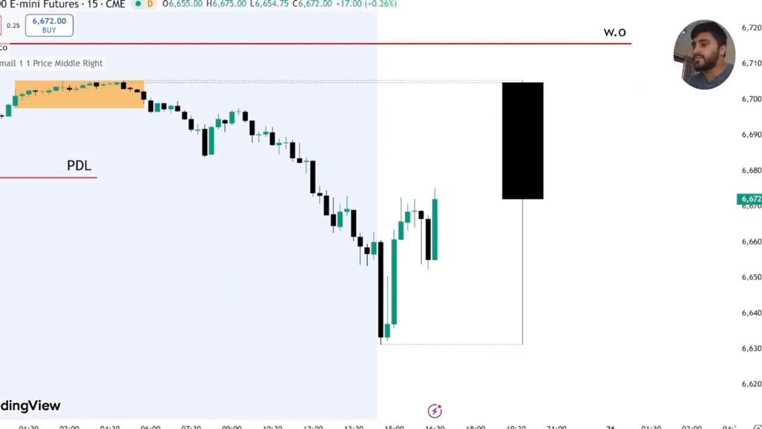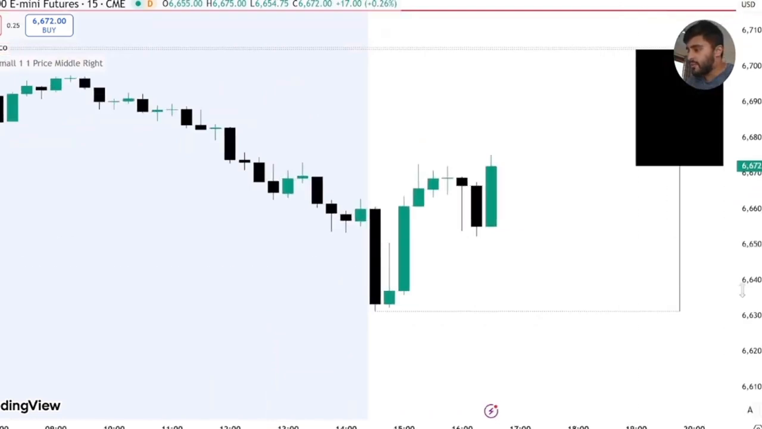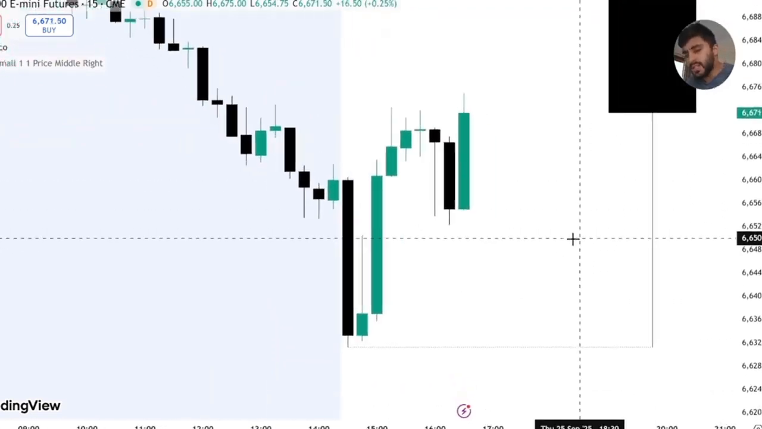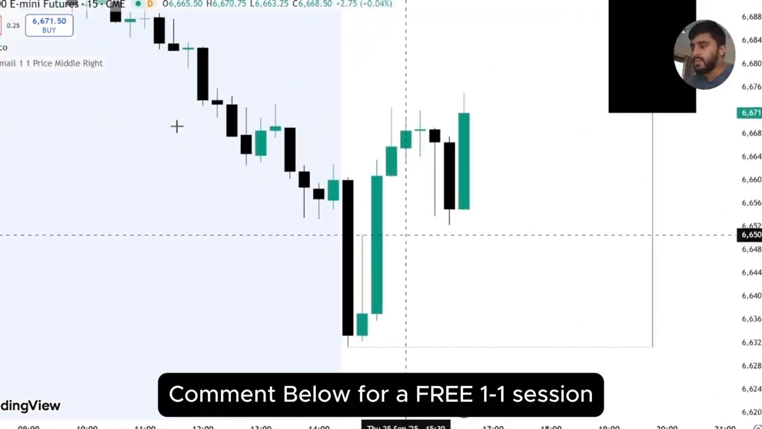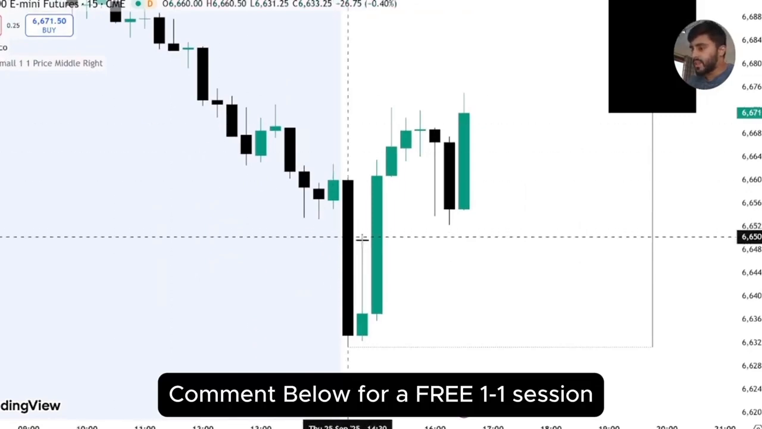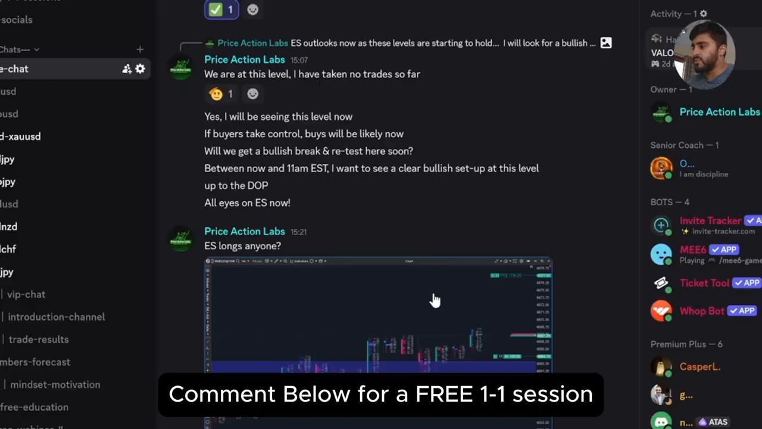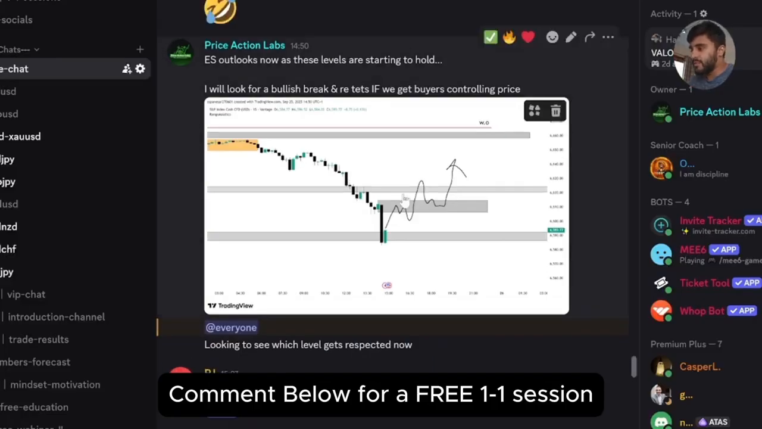So step one is identifying a key level. So how do I form a key level? For me, a key level is simply the last 15-minute fair value gap. So this is the 15-minute time frame. And if I go to the Discord, I'm going to break down the plan for everyone. So here was the plan.